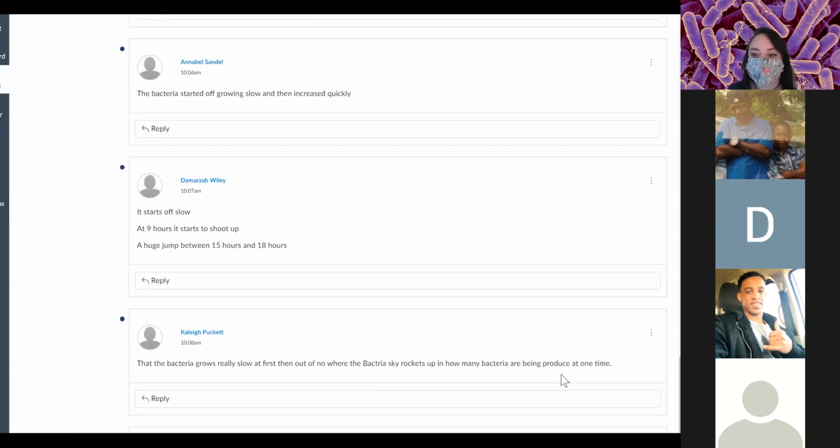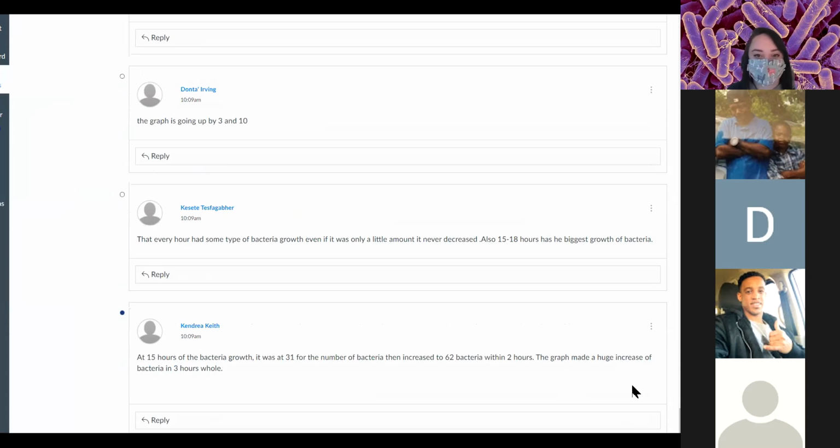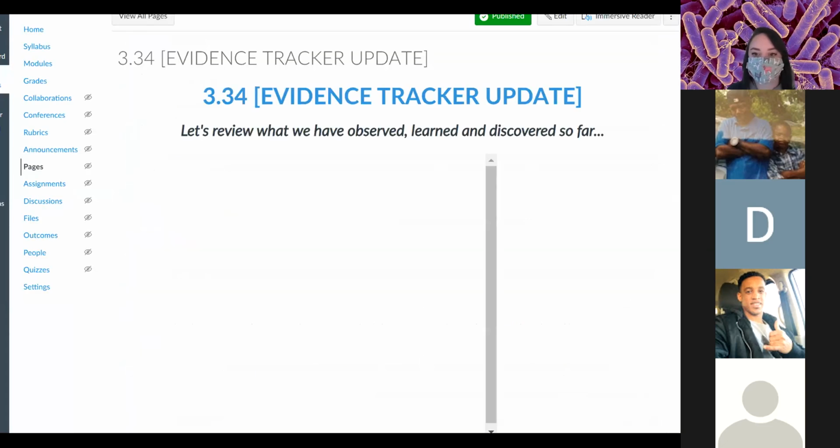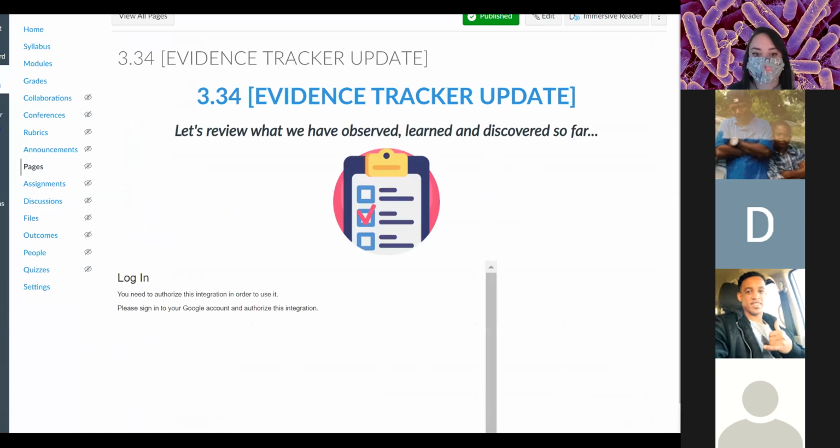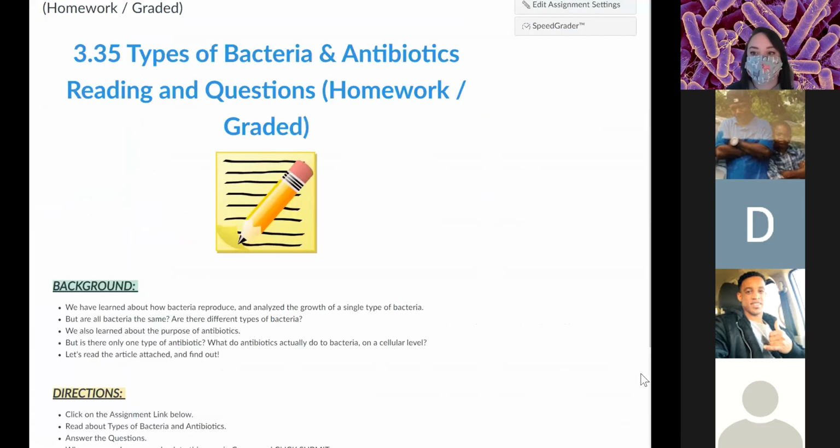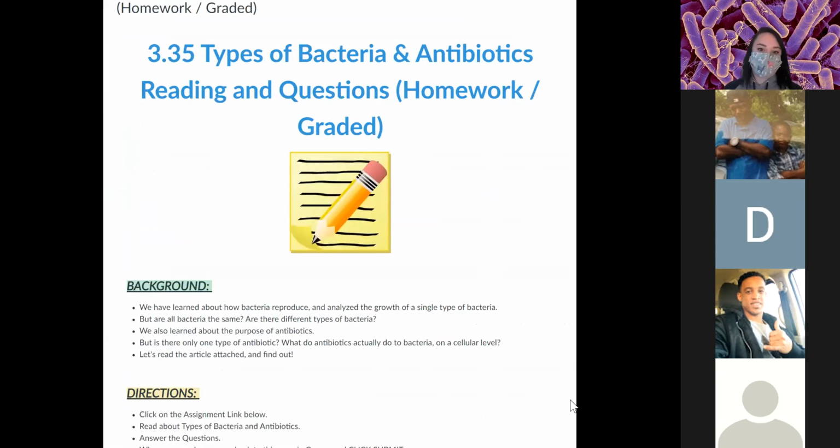So now if you could click to 3.35 in Canvas. And your page should look like this. Now that we understand how bacteria make more of themselves and why Addie's scenario could have gotten serious so quickly, and it's not just Addie's scenario, any infection can get that serious that quickly because of it, we need to also understand what the different types of bacteria are and what antibiotics actually do to bacteria.